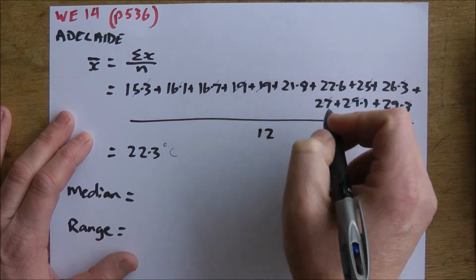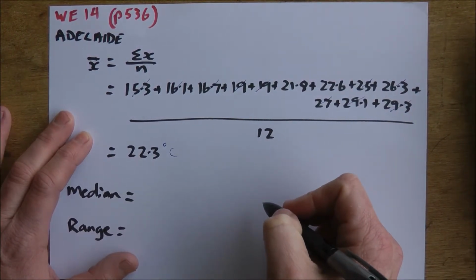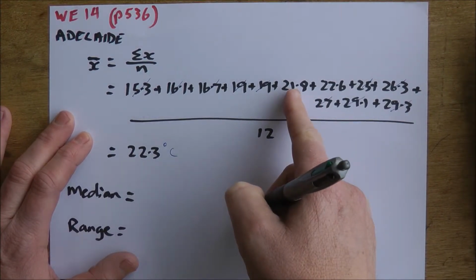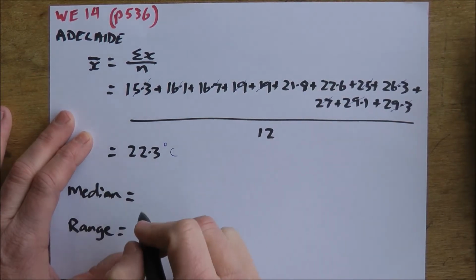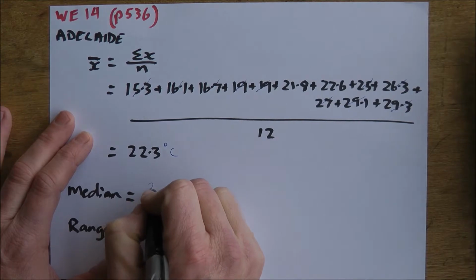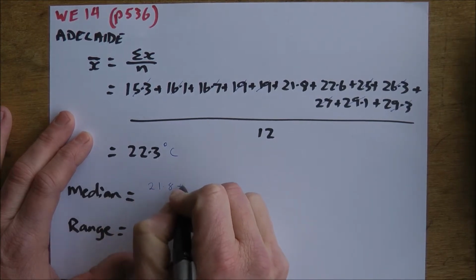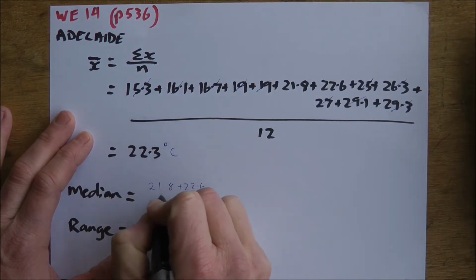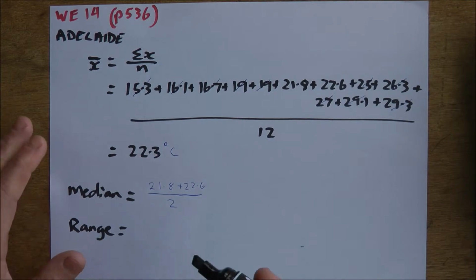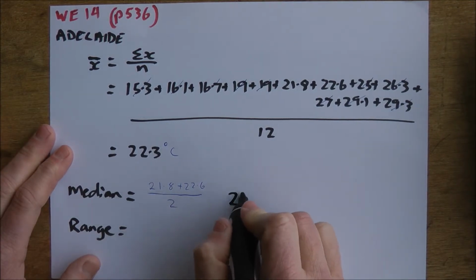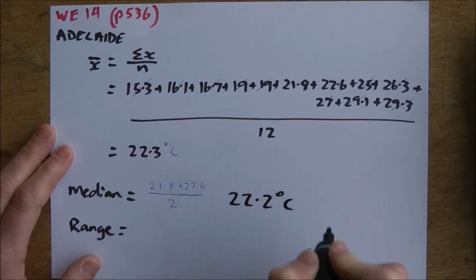So my actual median is halfway between 21.8 and 22.6. You can work out the mean of that, the average of that. Add them together, divided by 2. But what we'll end up with is 22.2 degrees.